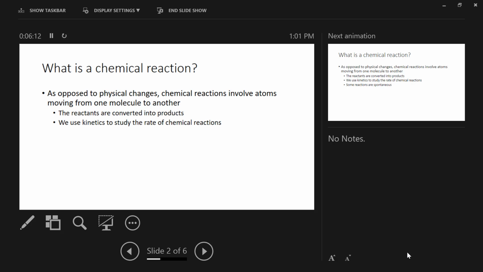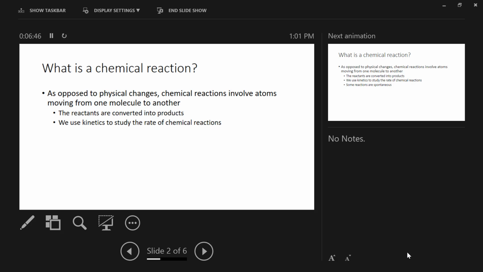Now we use a study called kinetics to study the rate of this reaction. Because it's one thing to know and to say, okay, a chemical reaction is taking place. It's another thing to say, okay, during this chemical reaction, we converted these materials into these materials. It's an entirely different thing to study the rate at which this reaction takes place and what factors might change that rate. And that's what kinetics is all about.